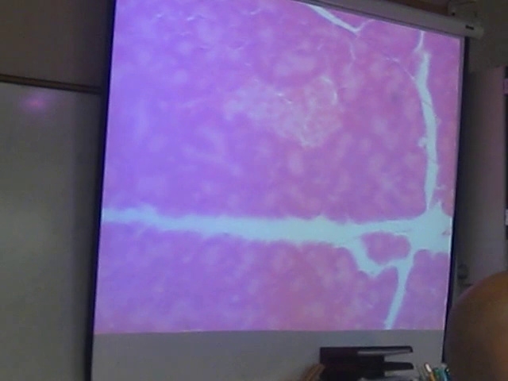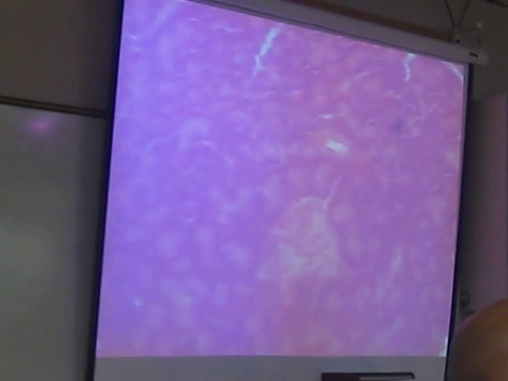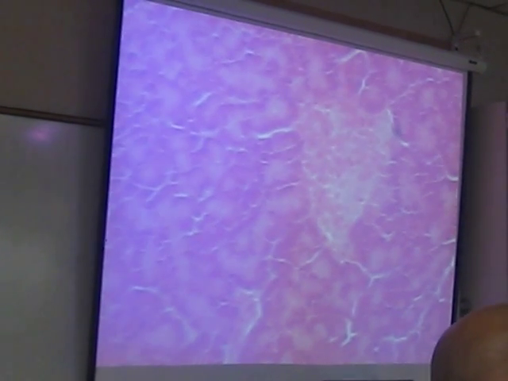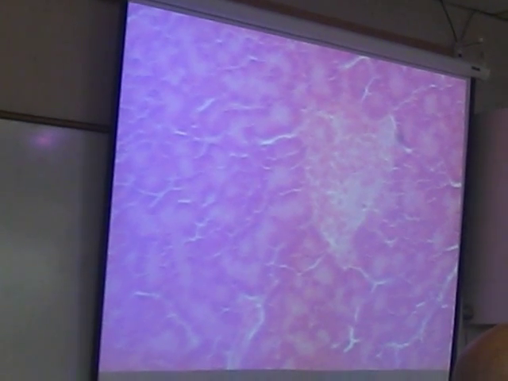Let's see if I can find a better section to show some alpha cells. Because most of these, what you're seeing, are beta cells. Okay, here's an alpha cell right here. So kind of elongated, somewhat flattened nucleus. And then you got these with the big, nice round nucleus. Those are your beta cells. Okay, so islet of Langerhans.